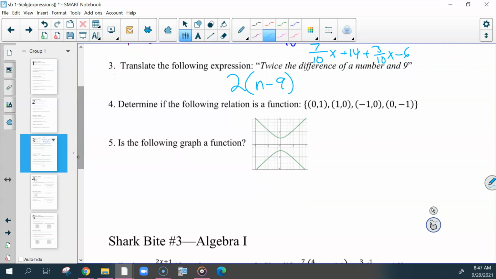Number 4, is this relation a function? Okay. No. Why not? Because x has multiple y's. Which x value? 0. Yes. 0 goes to 1 and -1, so this is not a function.